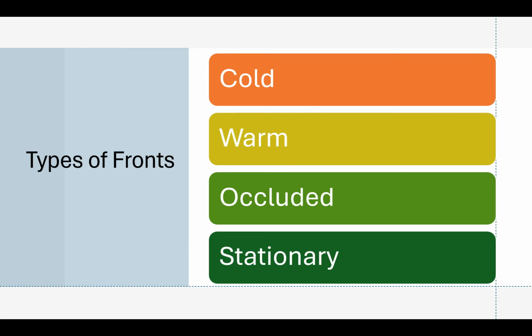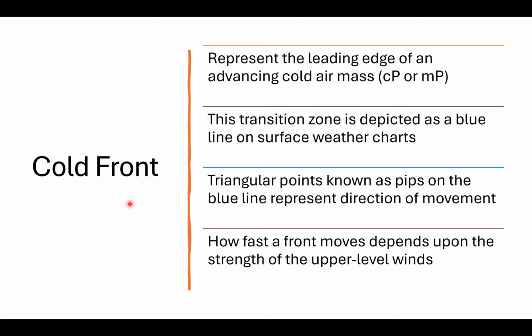All right, now let's examine the different types of fronts that we have. We have cold fronts, we have warm fronts, we have occluded fronts, and then we have stationary fronts. And we're going to examine each one of these in depth in tonight's training. First, a cold front. This represents the leading edge of an advancing colder air mass.